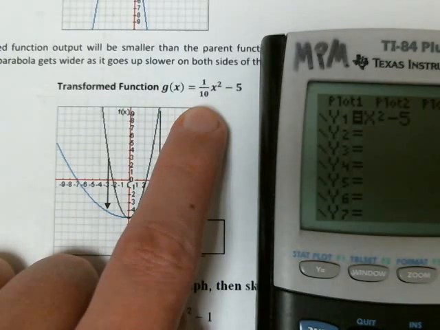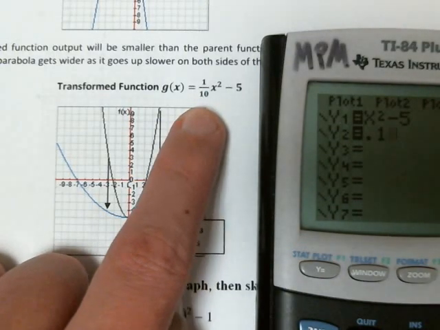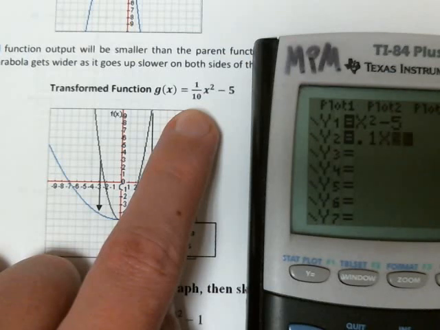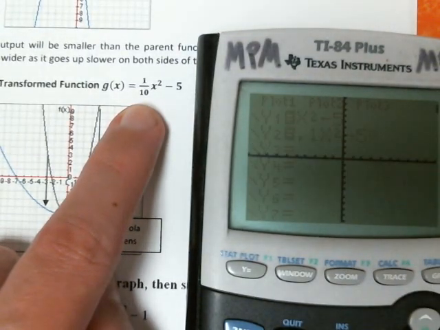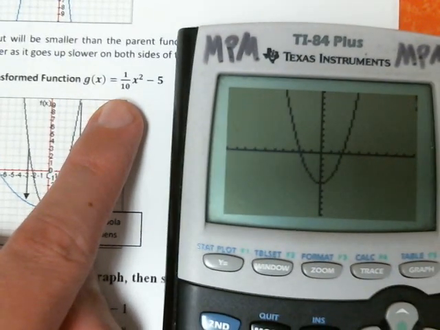Okay, so I'm going to do 0.1. I could do 1/10, that's the same thing as 0.1. So 0.1 x squared minus 5. Okay, and then let's graph that. So here comes my original. Okay, and here comes my new parabola.